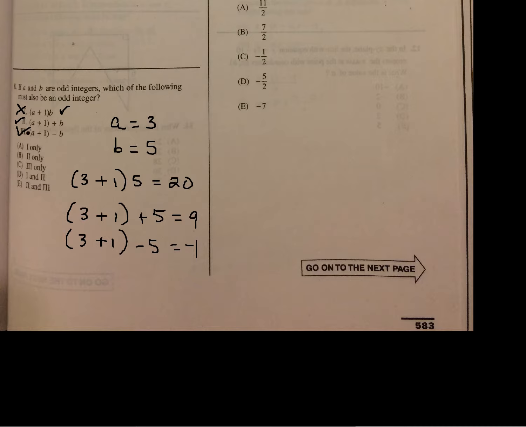So the first one, if I put them in up here at 1, I would have 3 plus 1 times 5, and that would give me 20. So that one's definitely out. Let's do the next one. 3 plus 1 plus 5 is going to be 9. That's a good one. And 3 plus 1 minus 5 is going to be -1, and that's a good one. So 2 that work, 2 and 3. When you have odd and even integer problems, it's a really good opportunity to pick numbers.